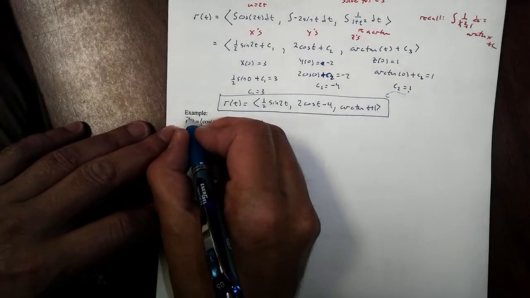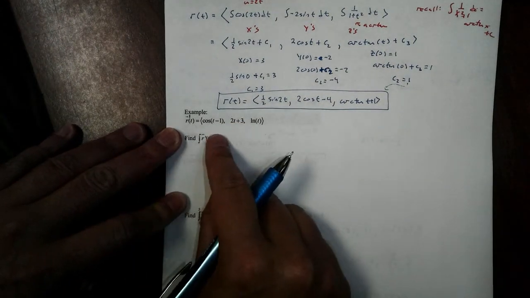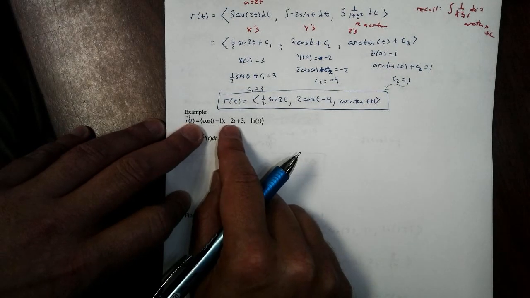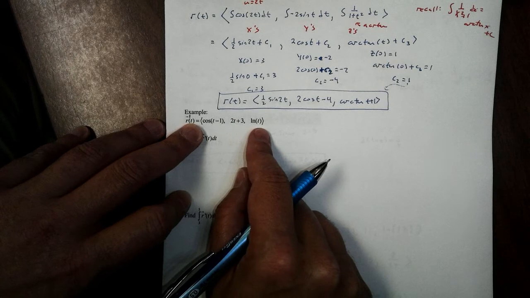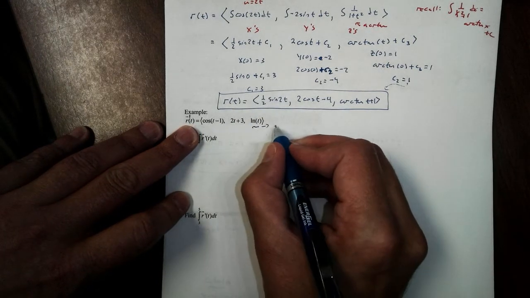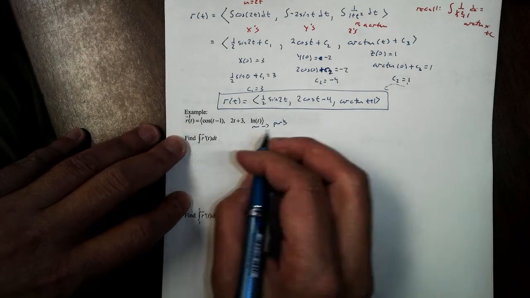Again, that's kind of a mess up right there. That should be an r prime. So they're telling us r prime of t is equal to cosine of t minus 1, 2t plus 3, and the natural log of t. We know this one, right? That is our integration by parts. So we'll see that today.